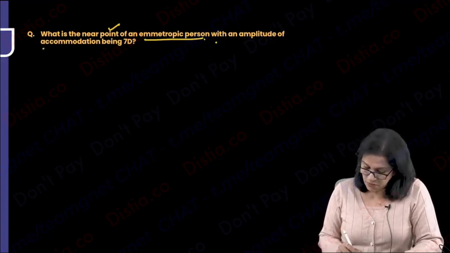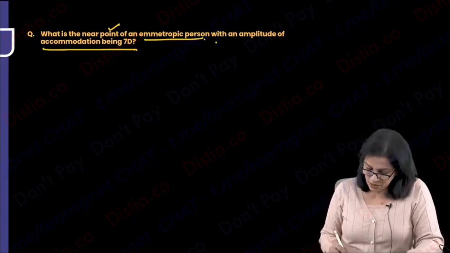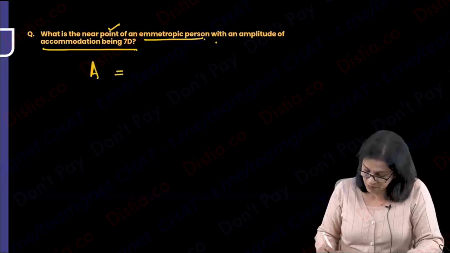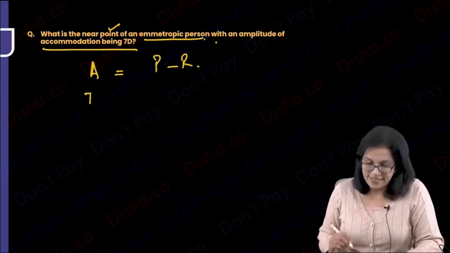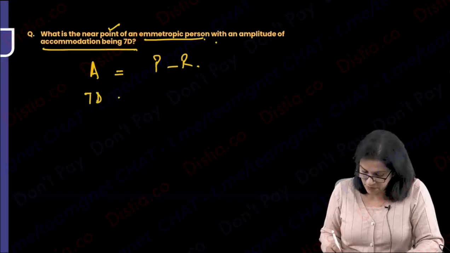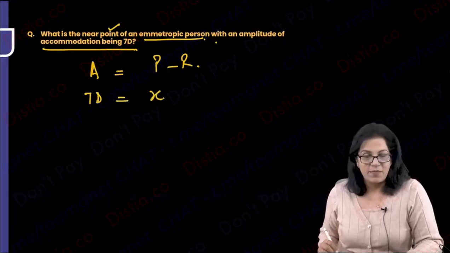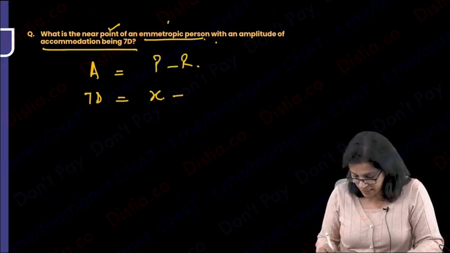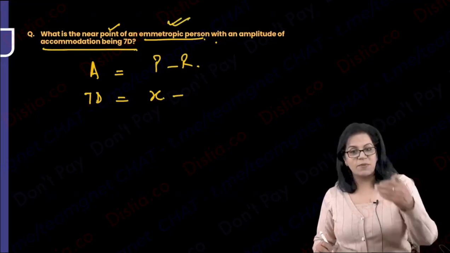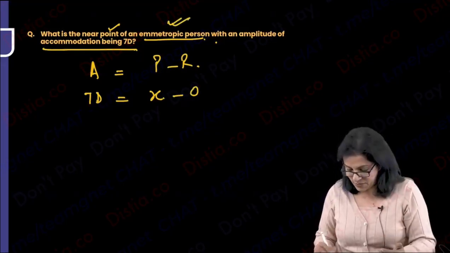with an amplitude of accommodation as 7 diopters. So here when you say A is equal to P minus R, A is already given as 7. So 7 diopters the amplitude. What is the power at the near point? We do not know. But what about the power at the far point? Power at the far point, emmetropia, it has to be far point at infinity, so the power is 0.